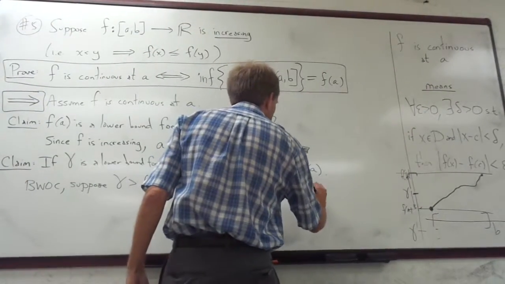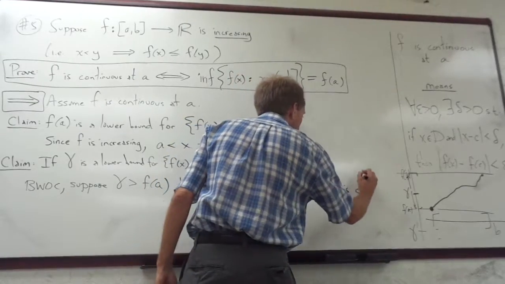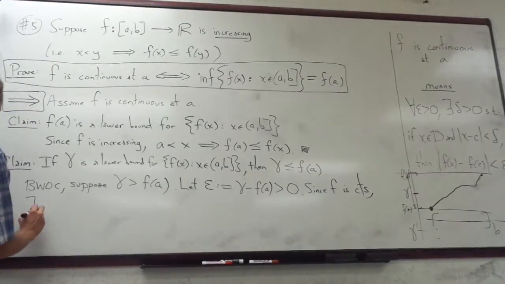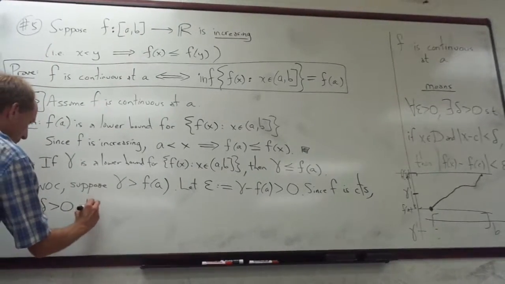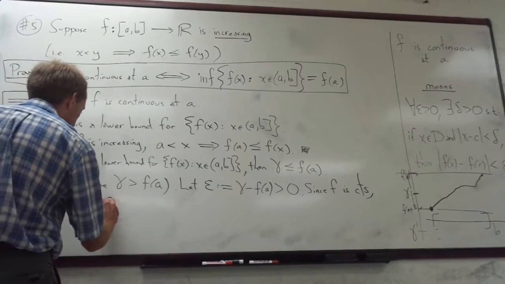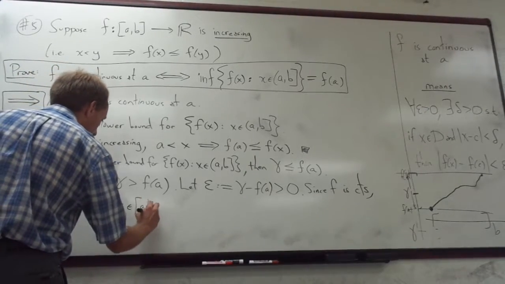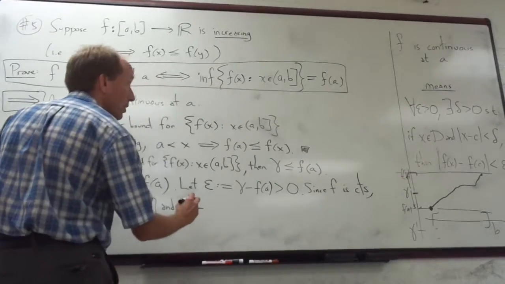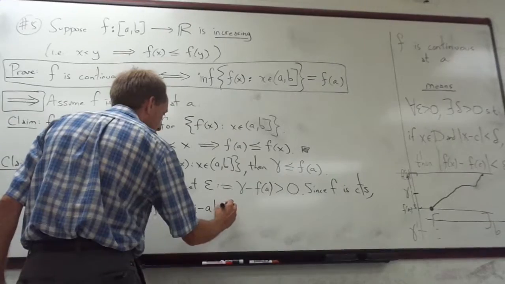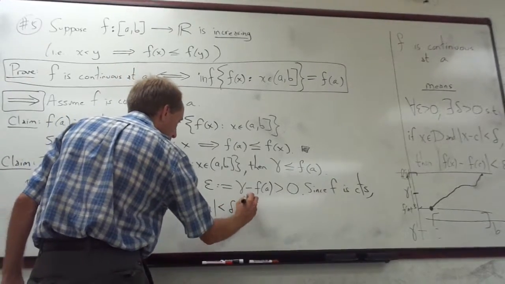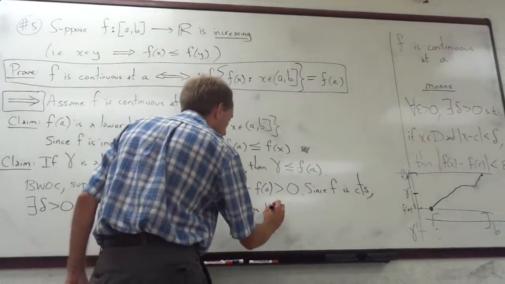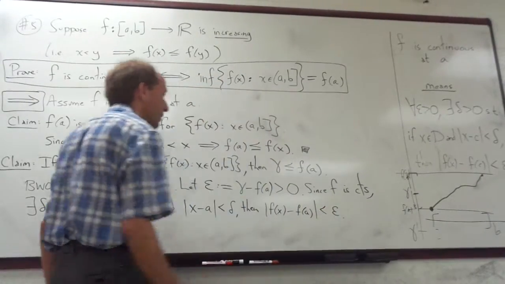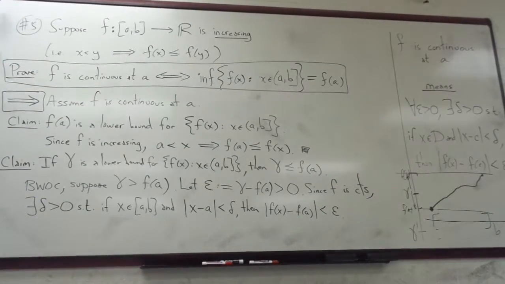Since f is continuous, sometimes I abbreviate continuous CTS, there exists a delta greater than 0 such that if x is in the closed interval AB and absolute x minus A is less than delta, then absolute f of x minus f of A is less than epsilon. And we're going to hopefully get a contradiction out of this.